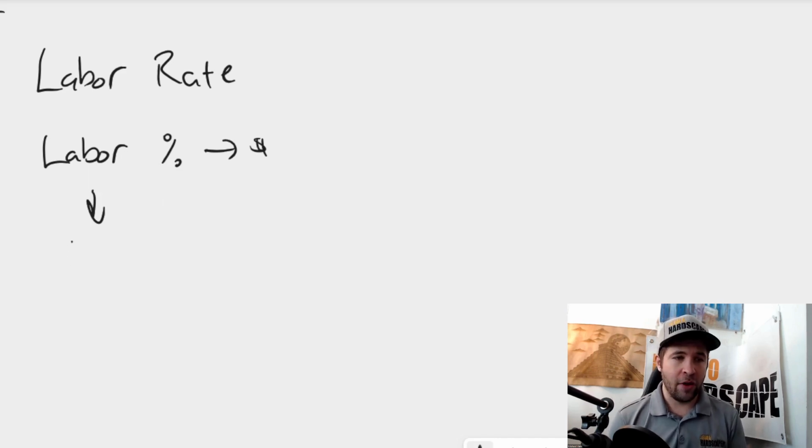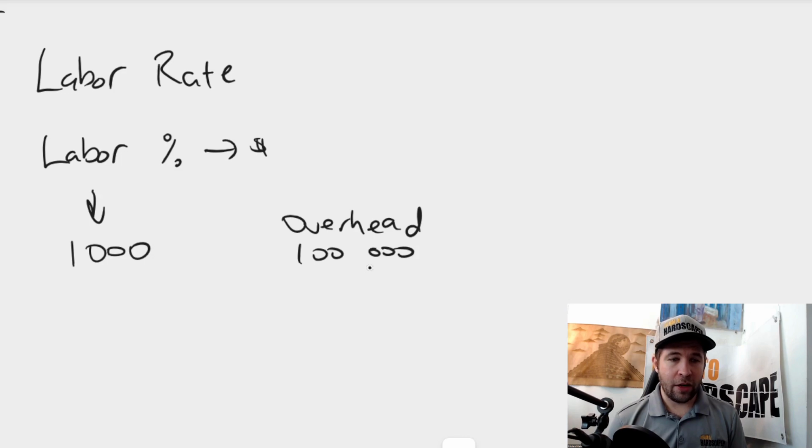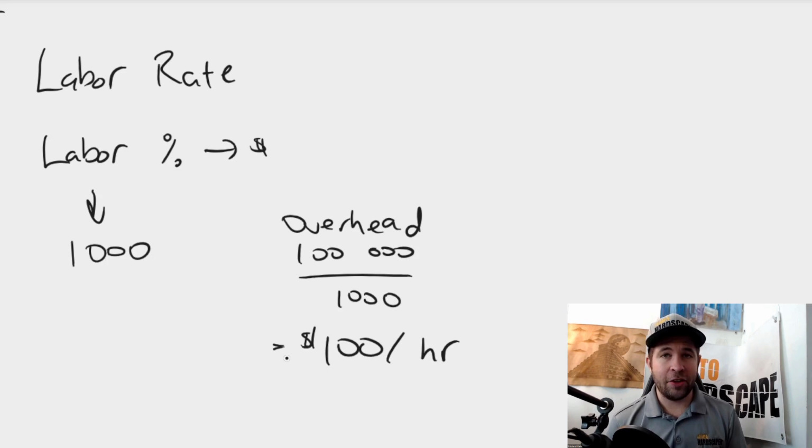So if we have 1,000 hours in a season and our overhead we have calculated is $100,000, we know that we need to actually make $100 per hour, which is essentially 100,000 divided by our 1,000 hours that we have, which equals $100 per hour that we're going to have to make back on every project, in addition to our labor, in addition to our materials, and in addition to our net profit.